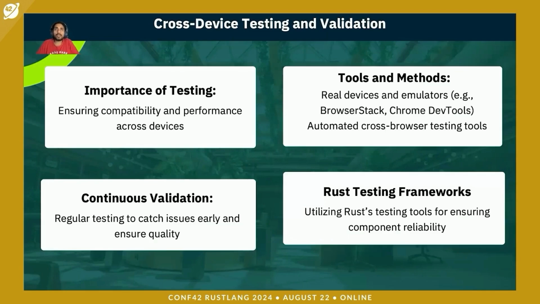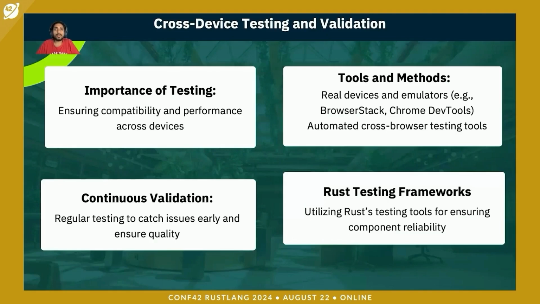Testing and validation across devices are critical to ensuring that your website works as intended for all users. This process involves both manual testing on real devices and automated testing using various tools. Here's how you can approach this. Ensuring capability and performance across different devices and browsers is not just a best practice, it's essential for delivering a consistent user experience.